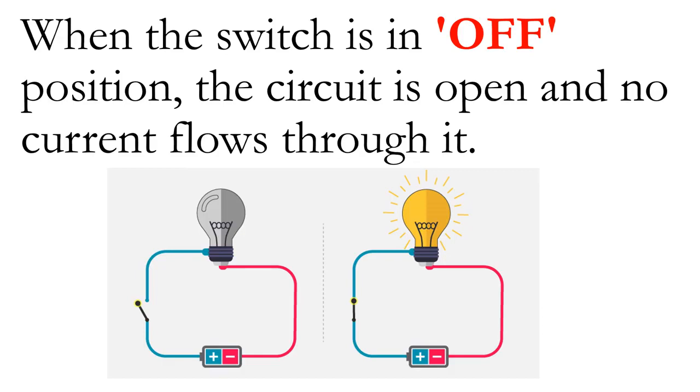Similarly, when the switch is in off position, the circuit is open and no current flows through it. Once again, pay attention to these pictures. In the first picture, the switch is open, hence the bulb is not glowing. Whereas in the second diagram, the switch is closed and we can see the bulb is glowing. When the switch is off, it means that the current is not flowing through this circuit.